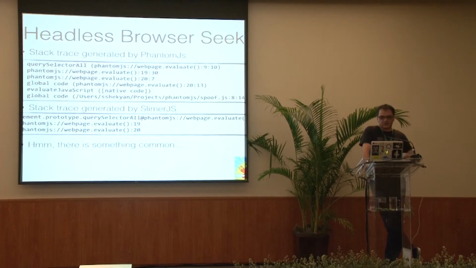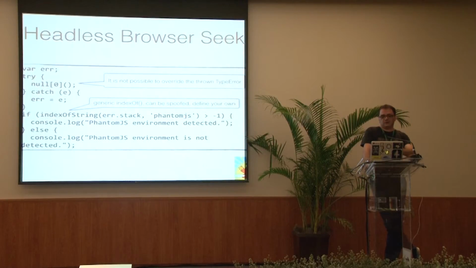So somewhere in your code, you throw an exception like this: accessing the null 0th element is going to throw a type error exception. Then you just catch it and search for Phantom.js. If it's there, then it's probably Phantom.js, right?